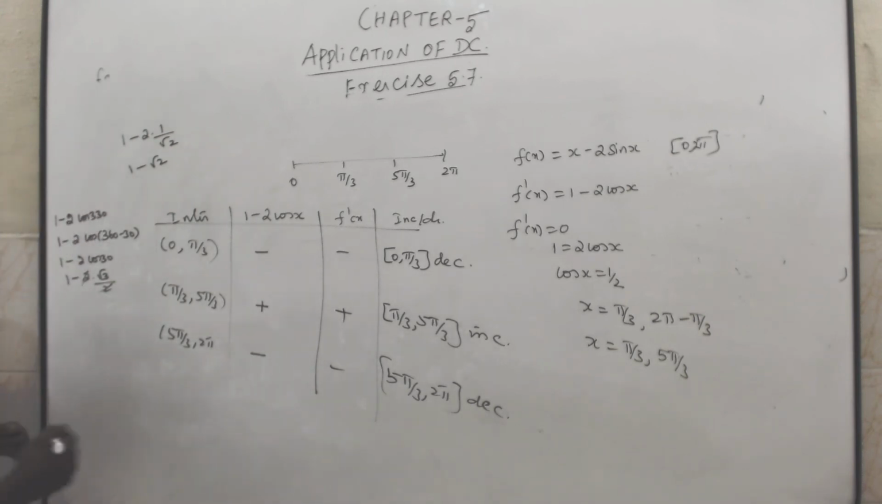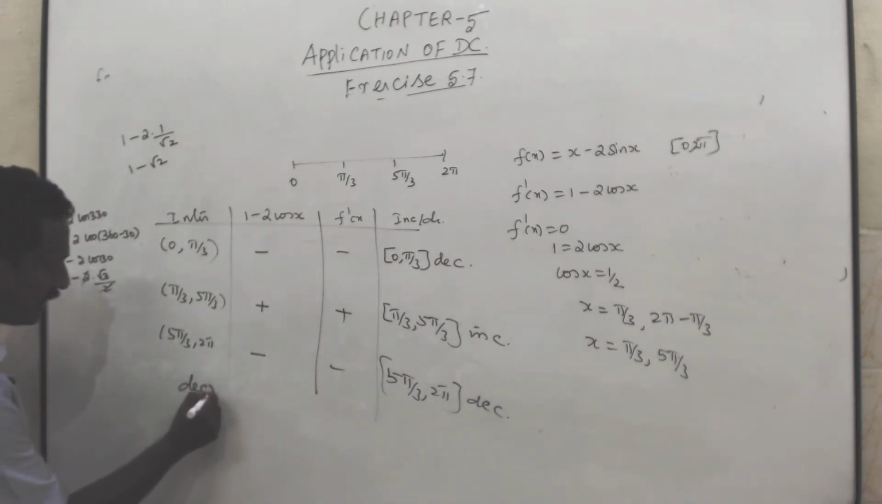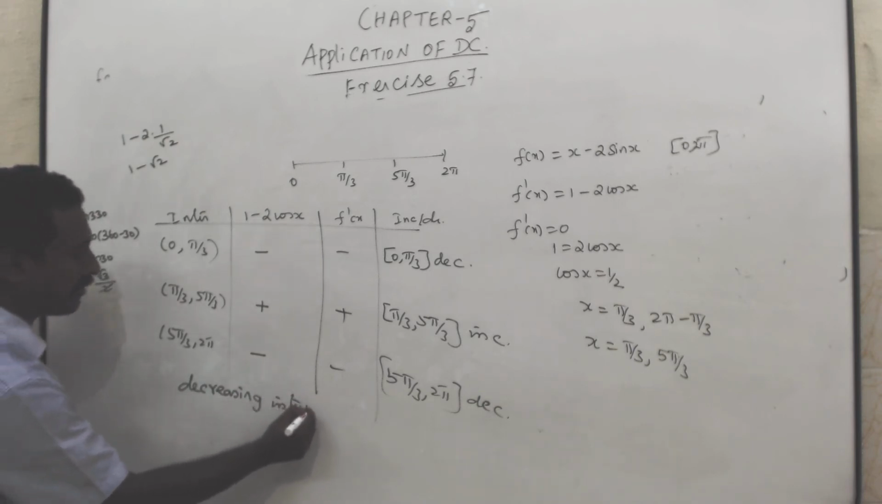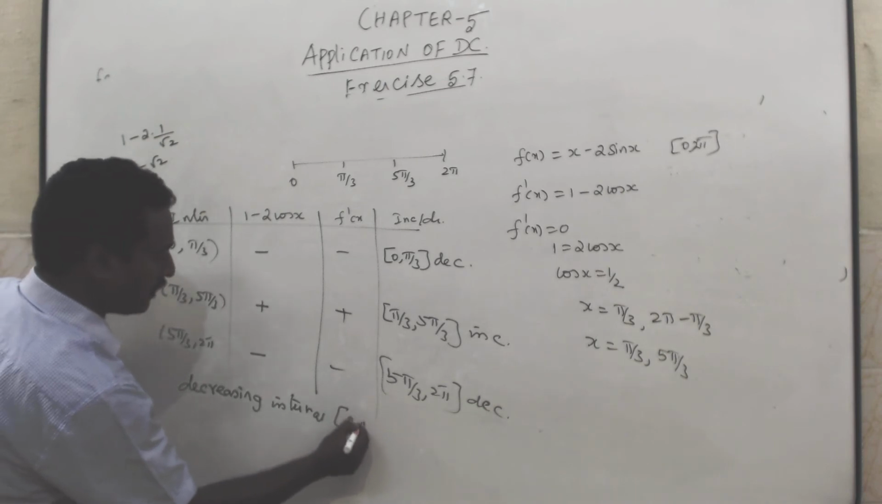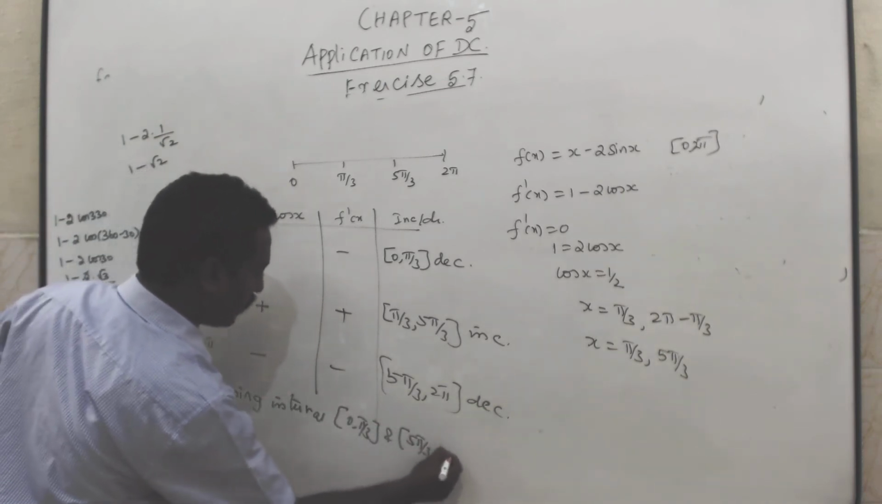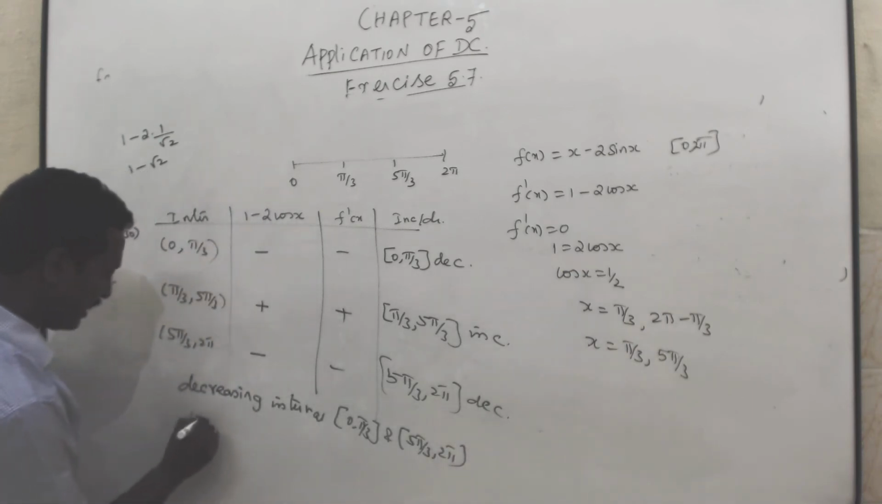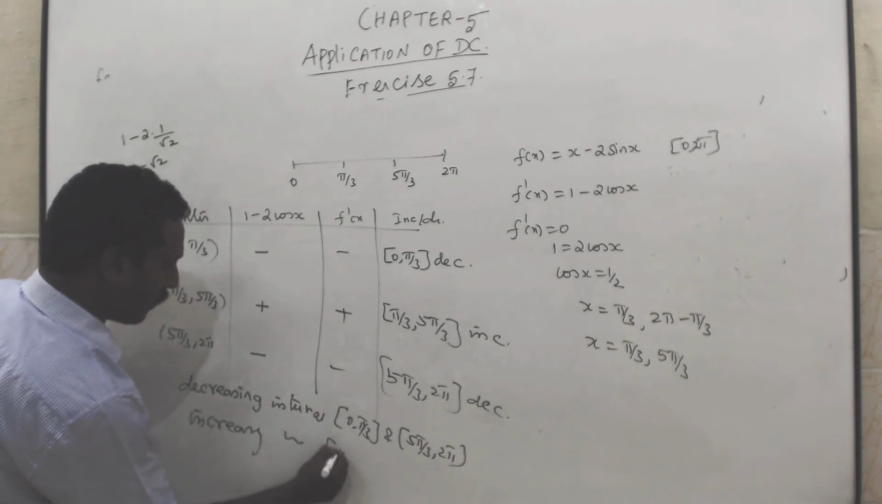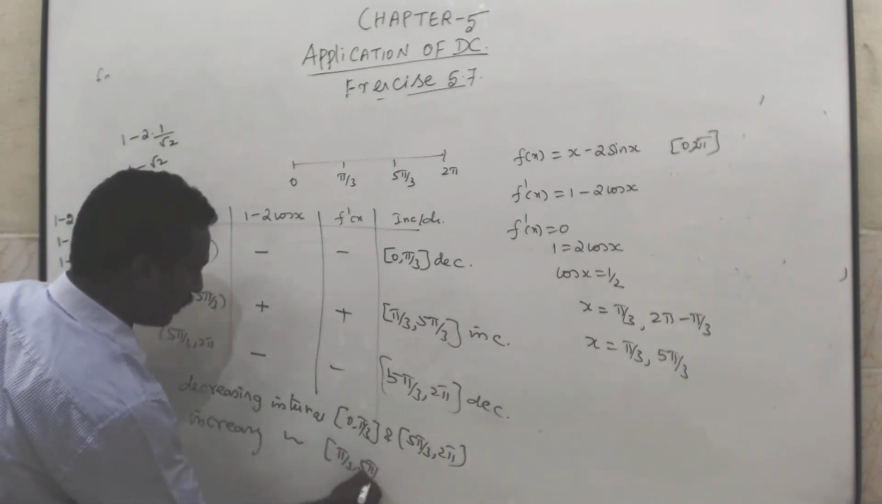Now, write the conclusion part. The decreasing interval: what is the decreasing interval? 0 comma pi by 3 and 5 pi by 3 comma 2 pi. So the increasing interval is pi by 3 comma 5 pi by 3.